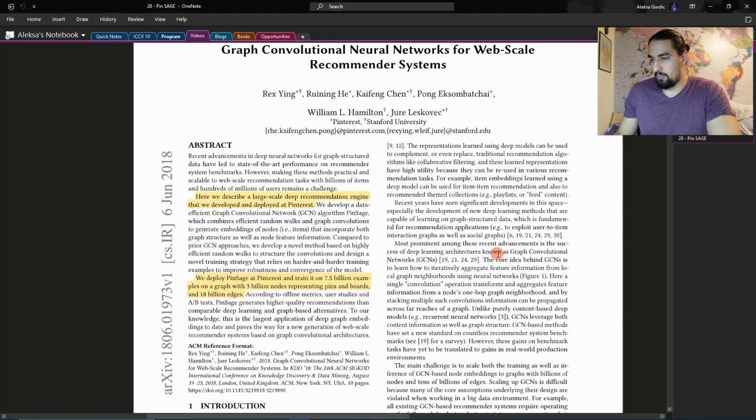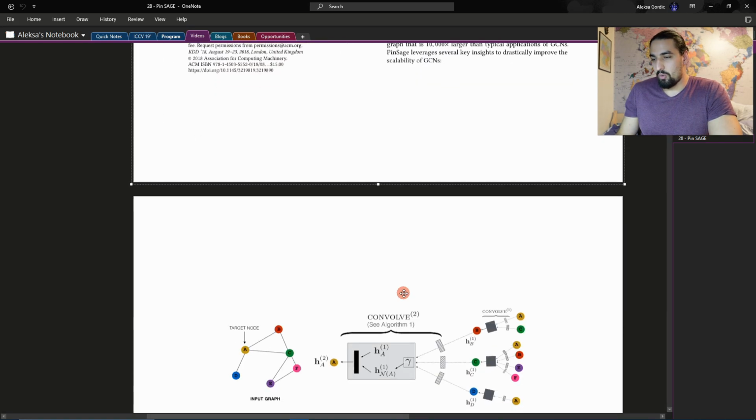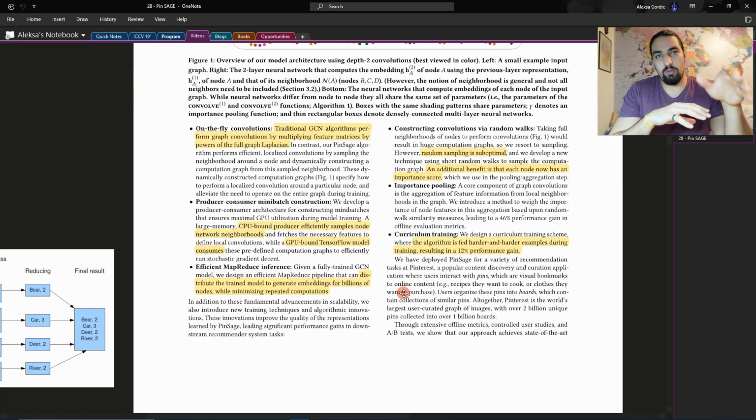Let me get back to the paper. They say here, we deploy PinSage at Pinterest and train it on 7.5 billion examples on a graph with 3 billion nodes representing pins and boards and 18 billion edges. Hopefully, because I went through the platform, if you're not familiar with Pinterest, this contextualizes both the problem and how everything fits together. Let me show you some engineering innovations they introduced, as well as some algorithmic innovations.